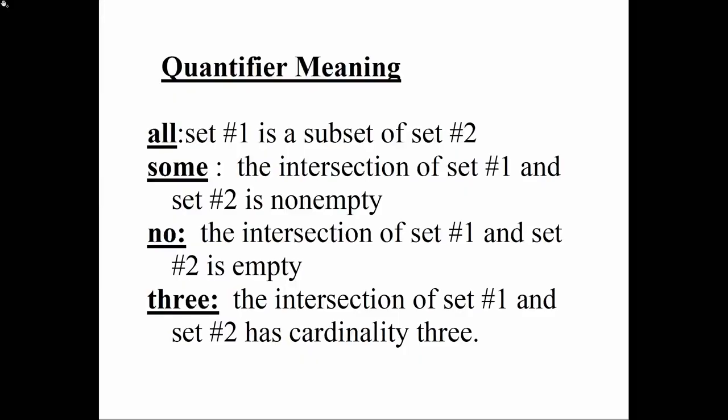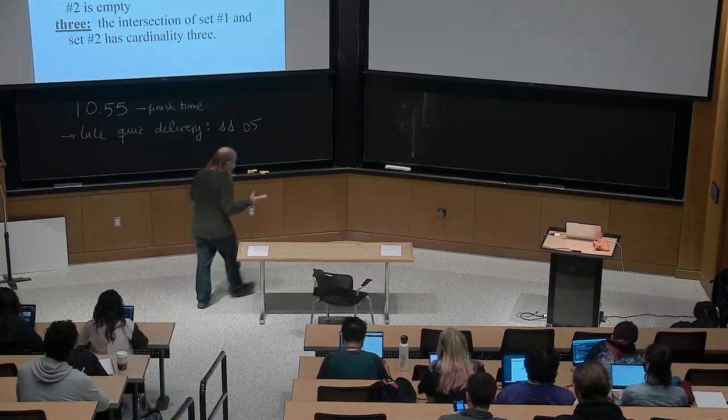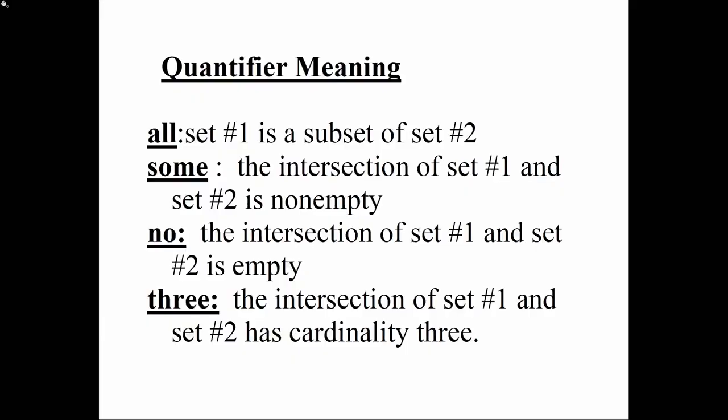Quantifiers then. Quantifiers like all or some or no or three are saying things about the interactions of the two sets. Right? So if we say in a sentence like all Americans eat natto, the first set is the set of Americans, and the second set is the set of natto eaters. All says the first set is a subset of the second set.